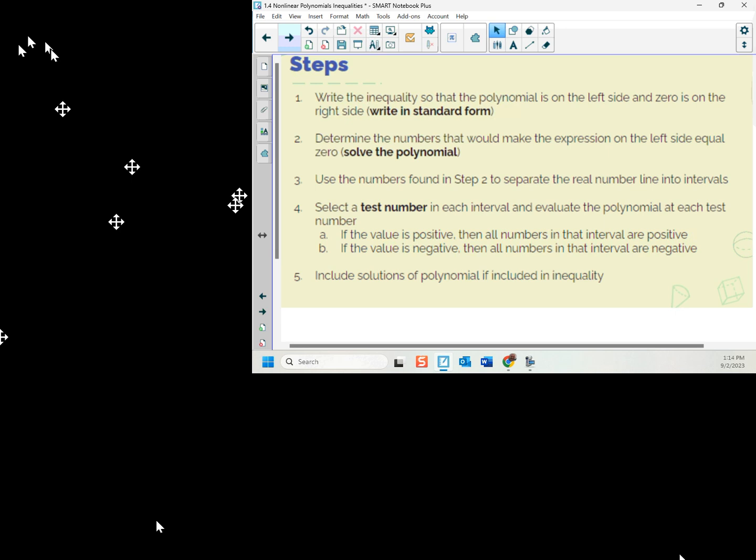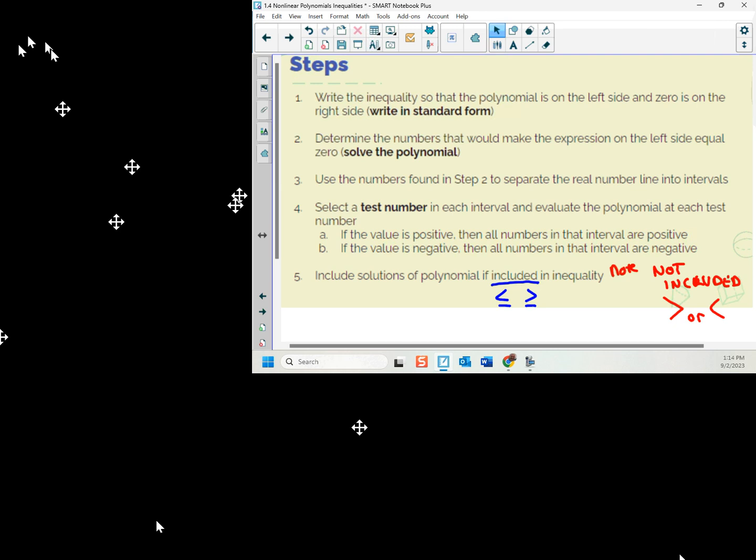This is really important. Including solutions of polynomials included in inequality. If they're included, that means they're less than or equal to, greater than or equal to. And note, they're not included when it's greater than or less than. So if it's greater than or less than, it's not equal to 0. Therefore, at those critical points, they won't be included.